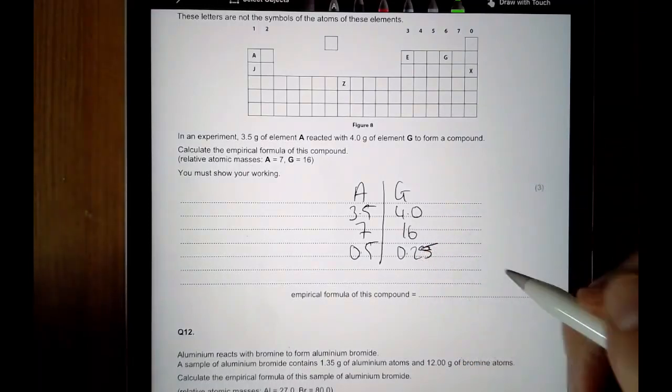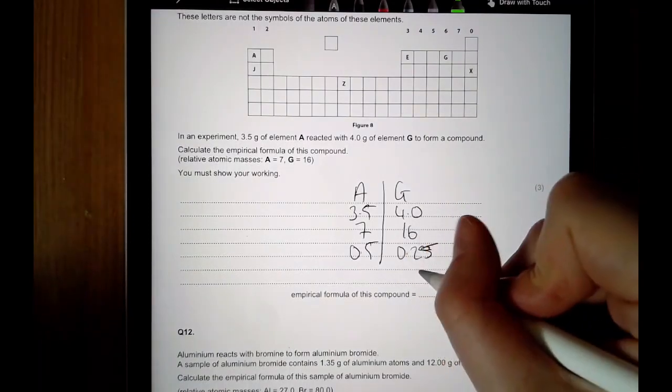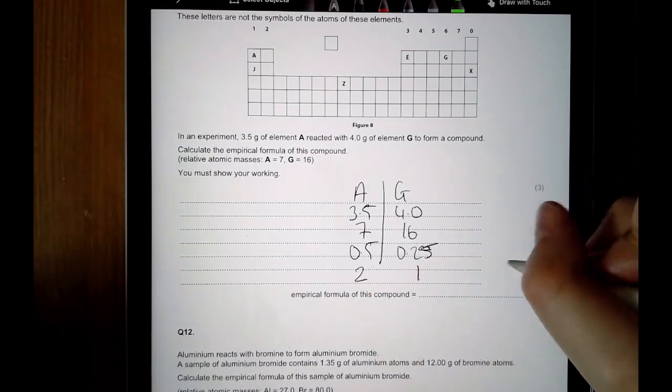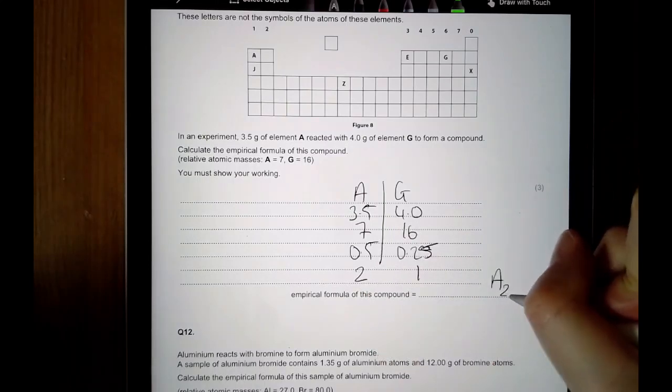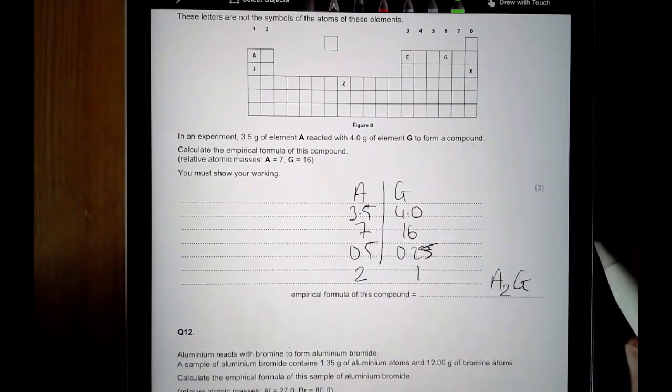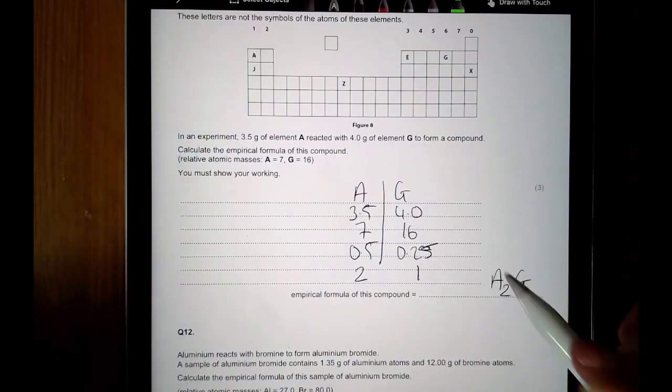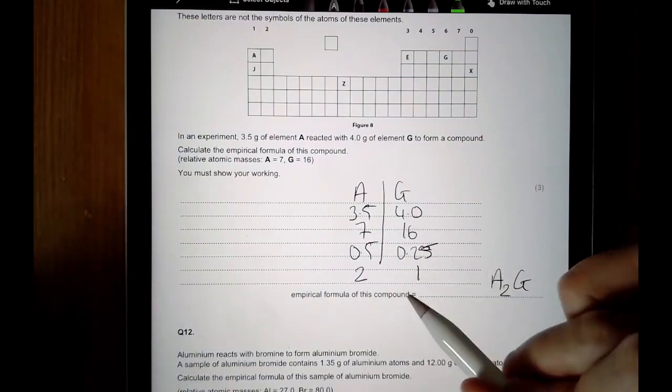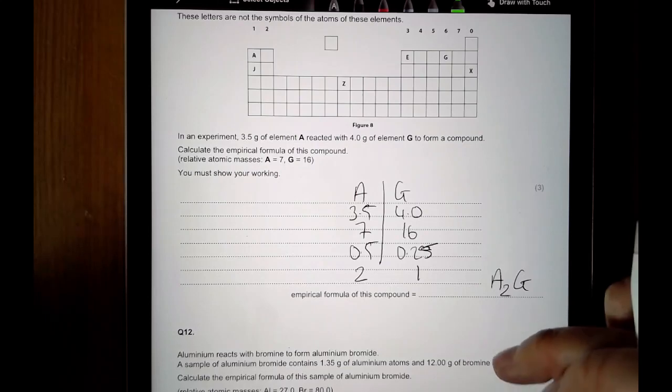Again, simplify this ratio. You divide both by the smallest. You get a ratio of 1:2. And your final answer then is A to G. So the 2 corresponds to the A, the 1 corresponds to the G. You have to write down the formula. If you just leave it as a ratio, you're going to lose one of your marks.